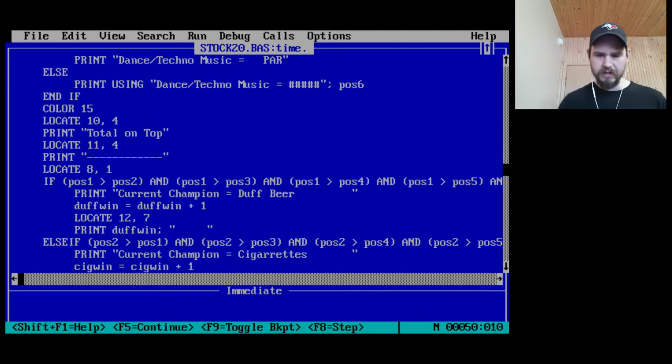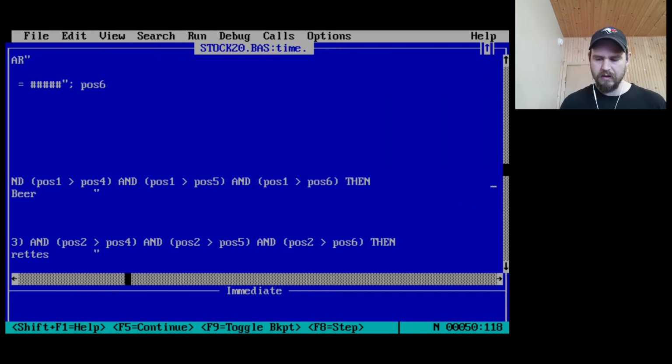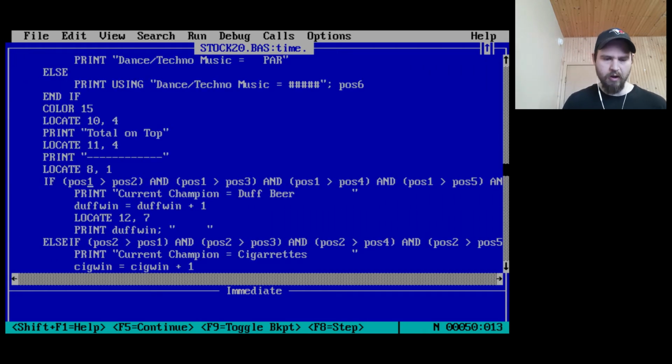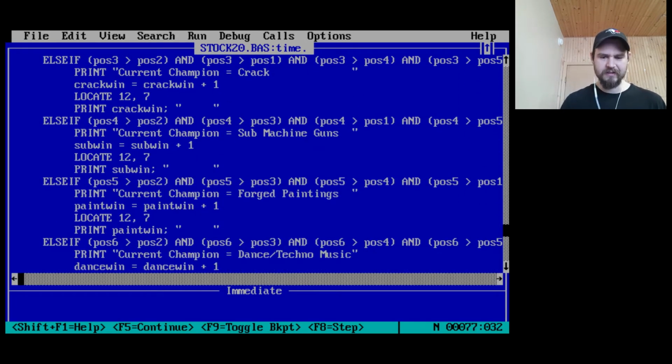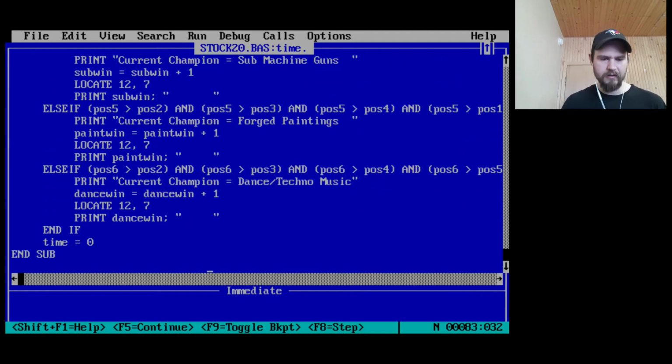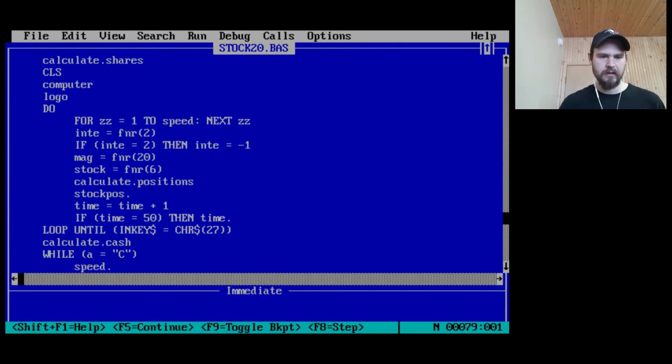Oh, here's the infamous line though. It's still there. Oh no, it's not that big. If position of stock 1 is greater than all the other positions, print the current champion as Duff Beer. Okay. So we have a lot of these, figuring out the current champion, and then reset time back to 0. And loop until we hit escape, and then we calculate the cash.